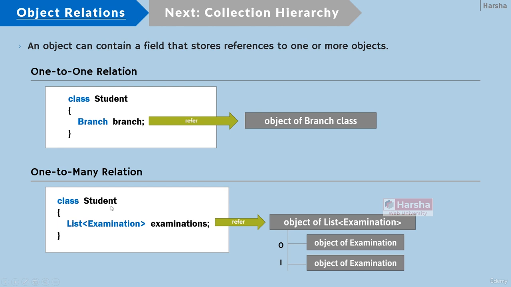The scenario is that one student may contain multiple examinations, or in an e-commerce application, one order may contain multiple products. At the same time, you can order multiple products in the online shopping application. These are all examples of a one-to-many relationship, where one object of the student class has references to multiple objects of the examination class.